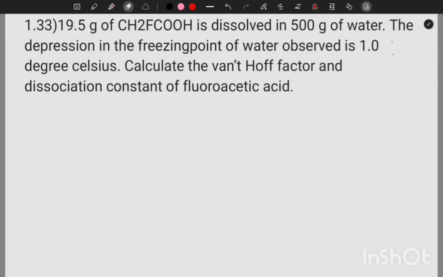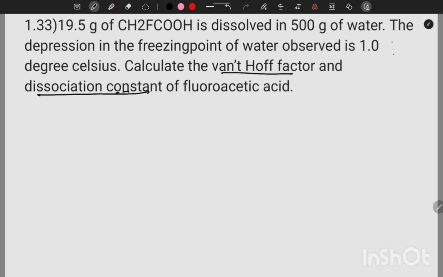19.5 gram of CH2FCOOH is dissolved in 500 gram of water. The depression in freezing point of water observed is 1 degree Celsius. Calculate Van't Hoff factor and dissociation constant of fluoroacetic acid. So we have to calculate Van't Hoff factor and dissociation constant, that's Ka.